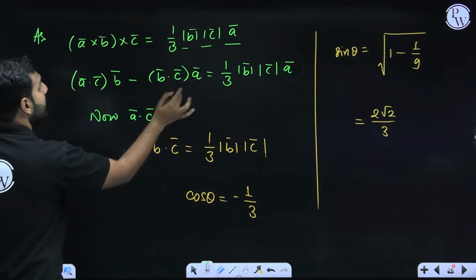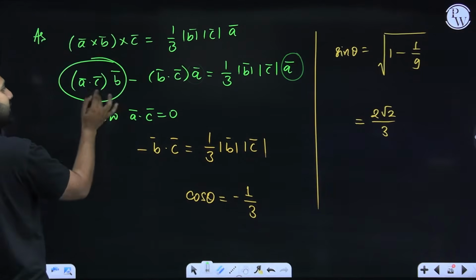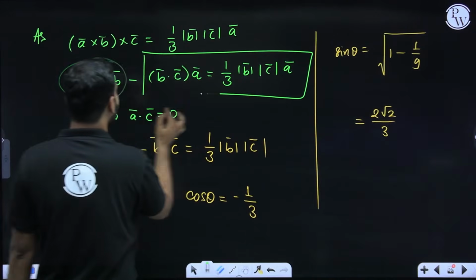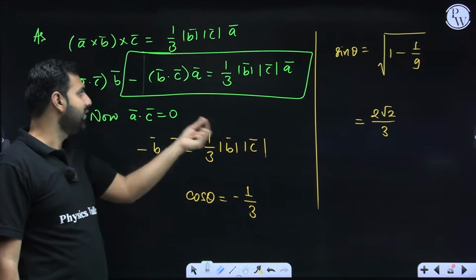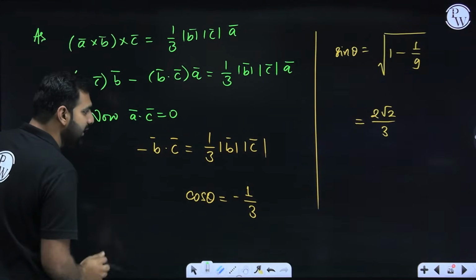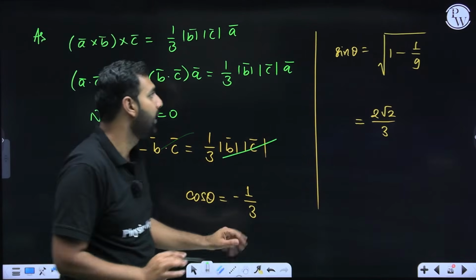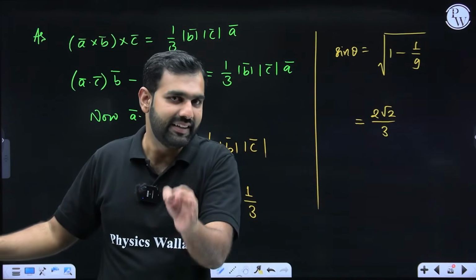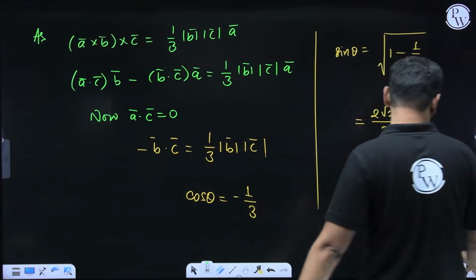Now, this is 1/3 of mod B mod C times vector A. So here, if there is only vector A on the right hand side, there should be only vector A on the left hand side, which means this should be 0, which means A dot C should be 0. So I'm left with this expression only. Negative of B dot C will be equal to 1/3 of mod B mod C, which means B dot C is mod B mod C cos theta. So mod B mod C is cancelled by this and cos theta is found to be minus 1/3. From here, sine theta will be under root over 1 minus cos square theta, because sine theta is acute, it should be positive, which means 2 root 2 by 3. It should not be a negative value.